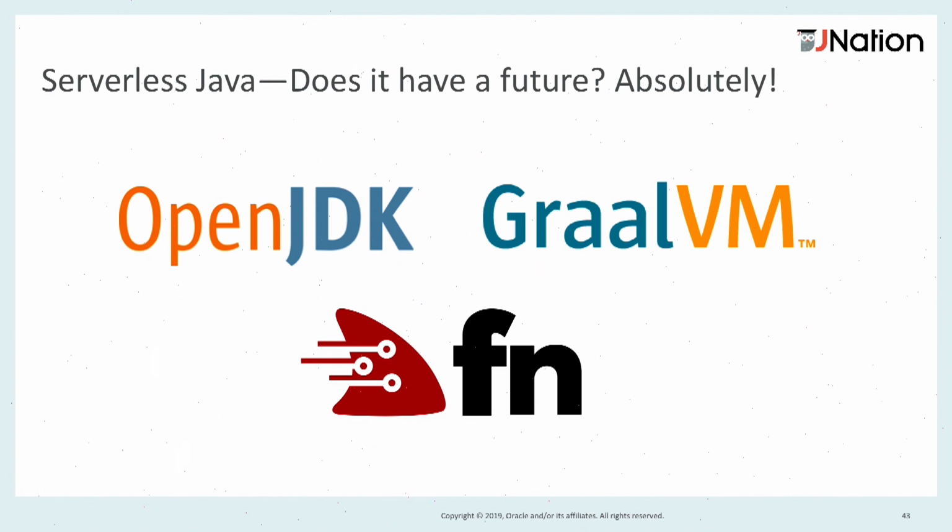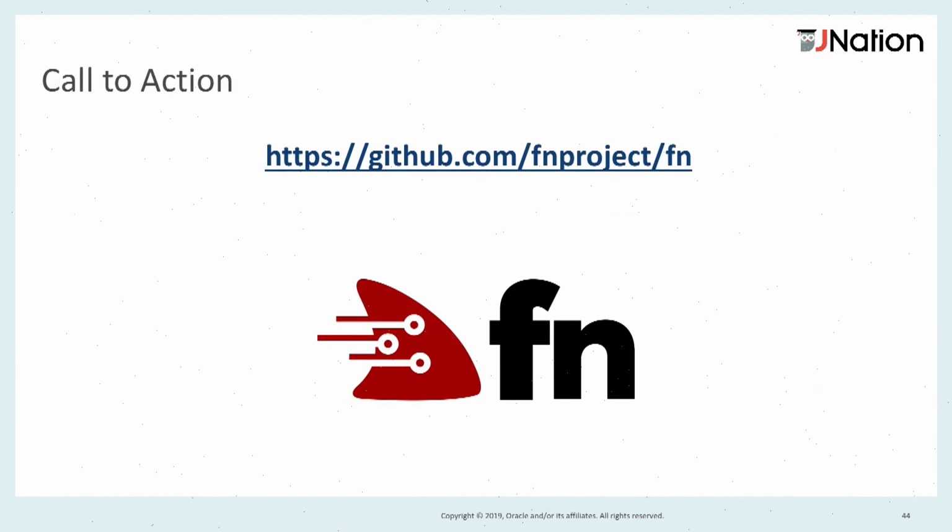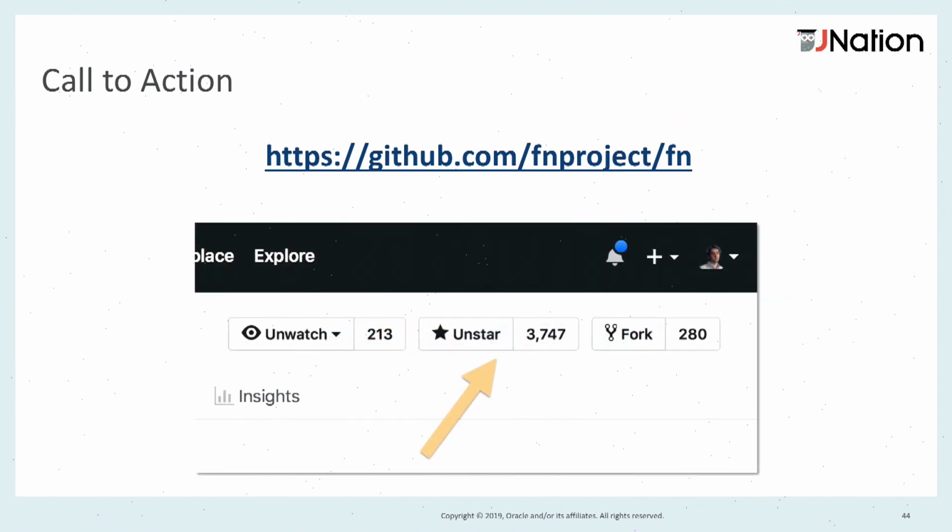And today I've used FN because we are working on FN, but there are other FaaS platforms that are basically using the same underlying projects, such as OpenJDK and Graal VM. So we are really at the beginning of Java within the serverless space. So the call to action: give it a try. Everything is free. The only thing that you need is Docker running on your machine, and then in less than 2 minutes you will be up and running with your first function. And if you like it, please give us a star. It's free, and these days, it's an important metric.